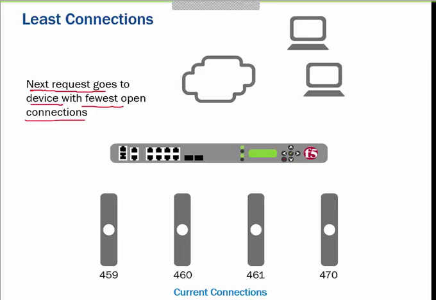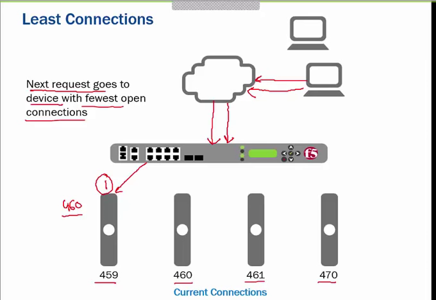That means the other one has already processed more. So let me explain what will happen. Suppose I have four servers with connections 459, 460, 461 and 470. These are the outstanding connections, and the connection states of these servers are like this, right? Now when a packet comes to the F5, it sees which server has the least connections. It sees that server one has 459, so my first packet will come here. Now the connection number becomes 460, right?